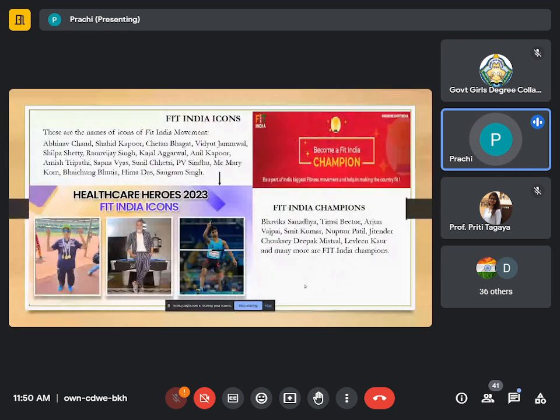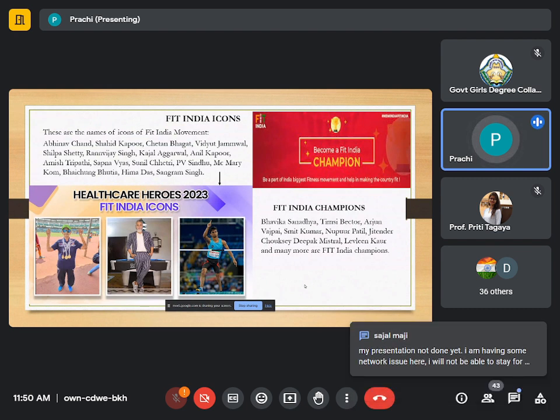The Fit India icons and champions have been recognized to spread awareness about the movement across various citizens of India. Icons include Abhinav Chand, Shahid Kapoor, Chetan Bhagat, players Sunil Chetri, PV Sindhu, MC Mary Kom, and many more.